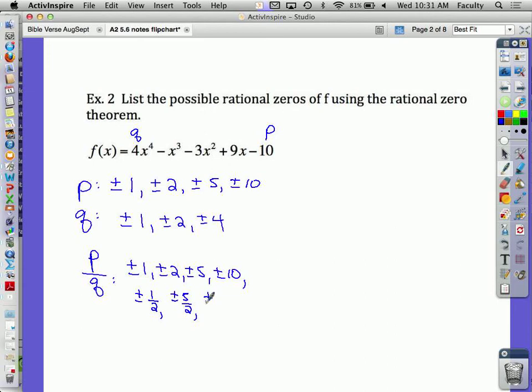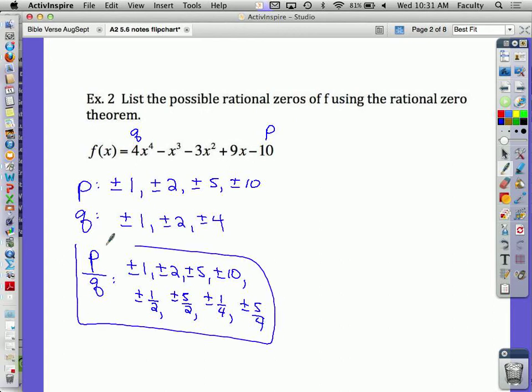Now I'm going to divide by the 4. So I get 1/4. What's 2 divided by 4? It's 1/2. We already listed 1/2. And then I've got 5/4. And then what's 10/4? 5/2. We already have it. So here's the list. Alright, is this starting to make sense? How we're going to use it, you'll have to wait a moment. Alright, so here we go.